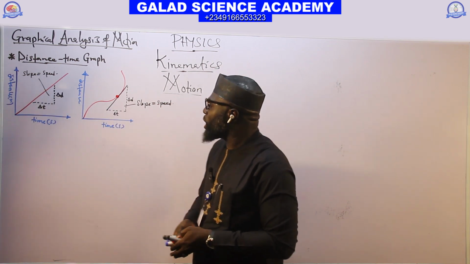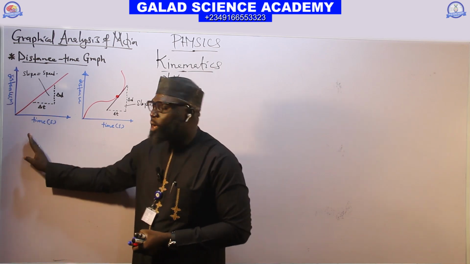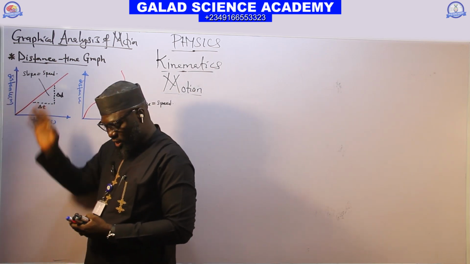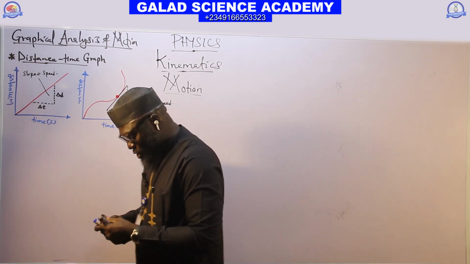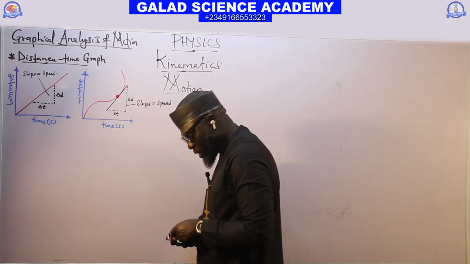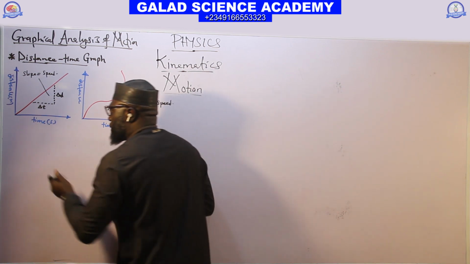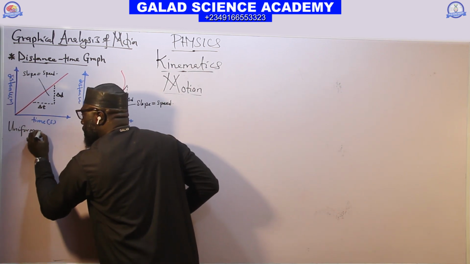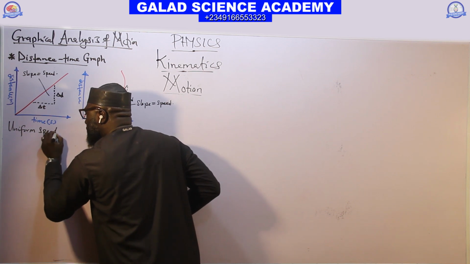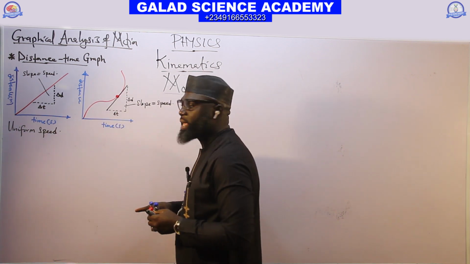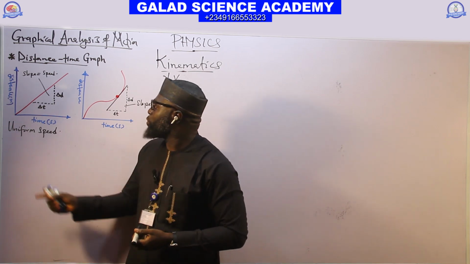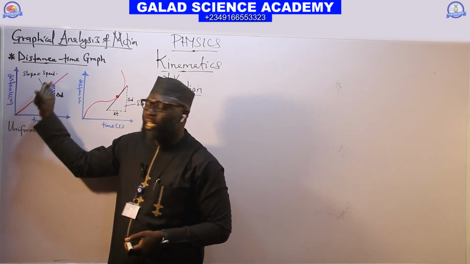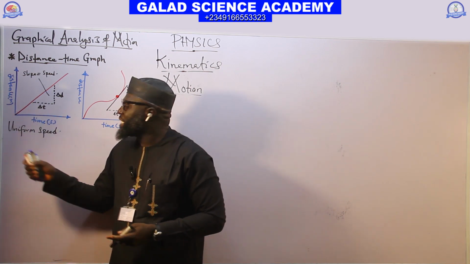And what will be the name of this graph now? Whenever you are plotting a graph of distance against time, and we have a straight line, the graph is uniform speed. Uniform speed graph. Why? Because we are plotting a graph of distance against time, and it is straight. So that's what I said for uniform speed.